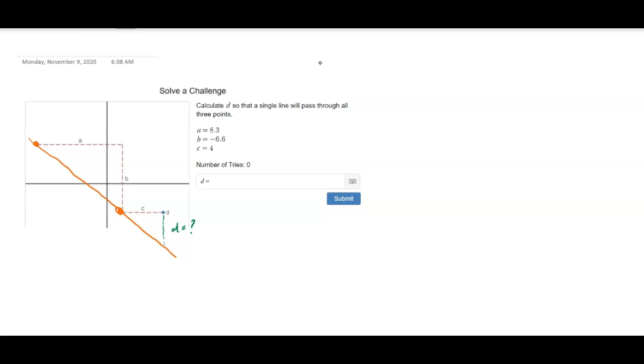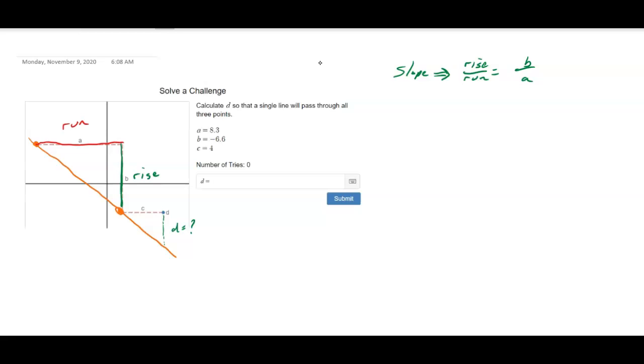So what we know is that the slope of a line is the rise of the line over the run of the line. Now, in this case, in these examples, the rise would be the B value, and the run would be the A value. So this right here, this is my rise, and this right here, let's put it in a different color, this right here is my run.